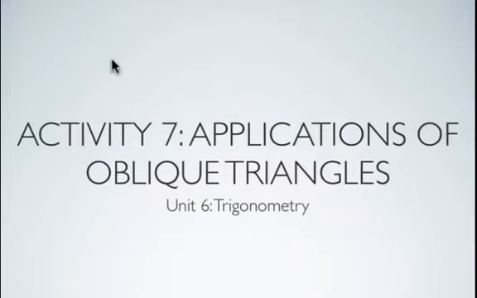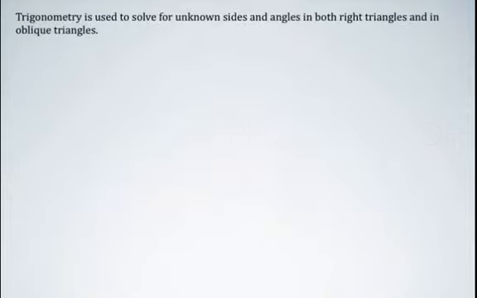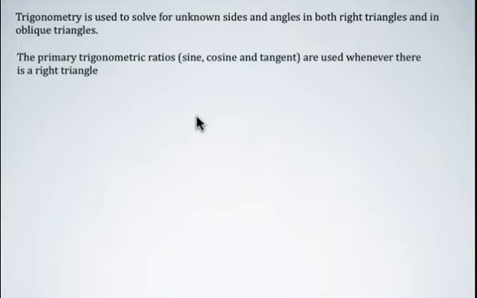This activity is applications of oblique triangles, and what we've learned this unit is that trigonometry can be used to solve unknown sides and angle measures in both right triangles and oblique triangles. And we're going to review which strategy you use in which situations.